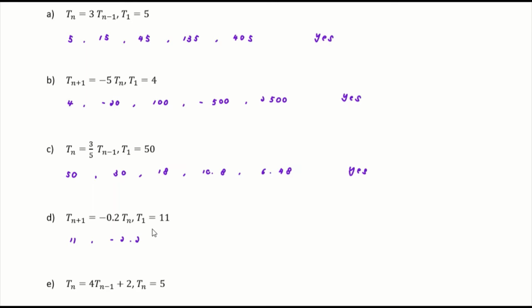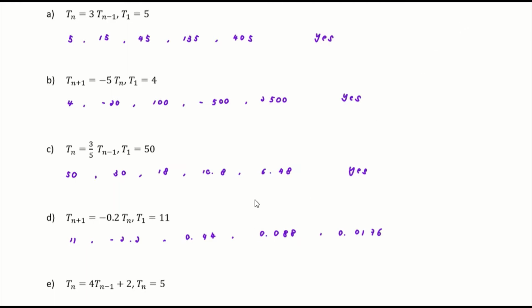Okay, then move on again, times another negative 0.2, and that's 0.44. Move on to the next one, and what do you get? Then you can get 0.088. Then the next one, it will be 0.0176. Oops, I'm sorry, I think I made a mistake. Yeah, this should be positive.